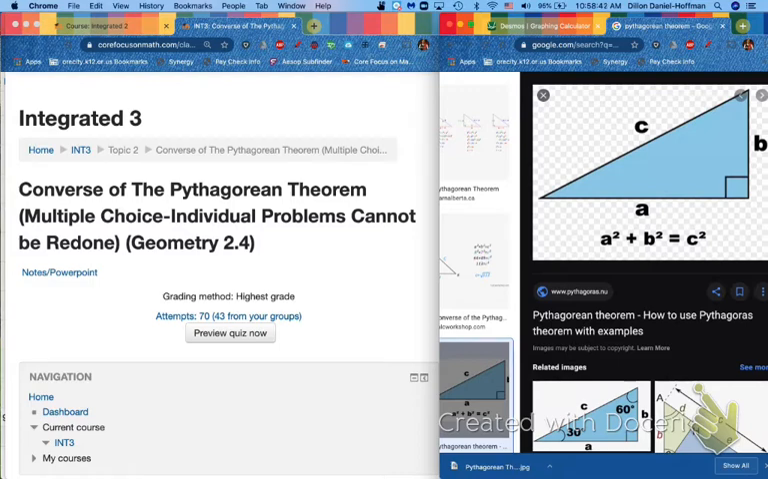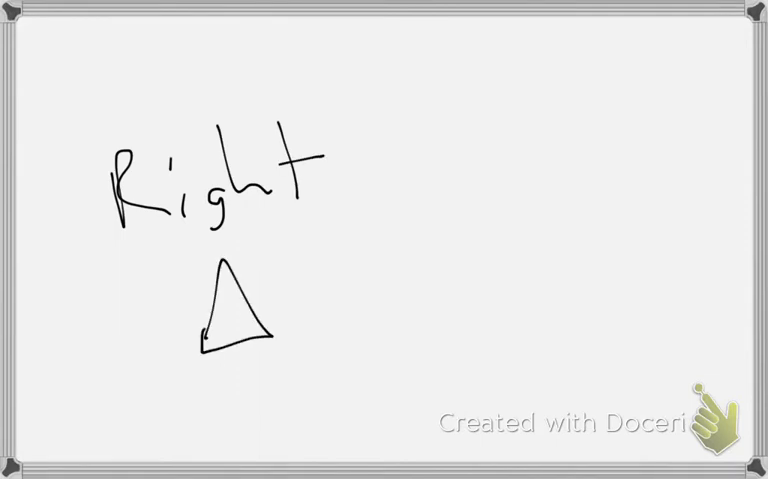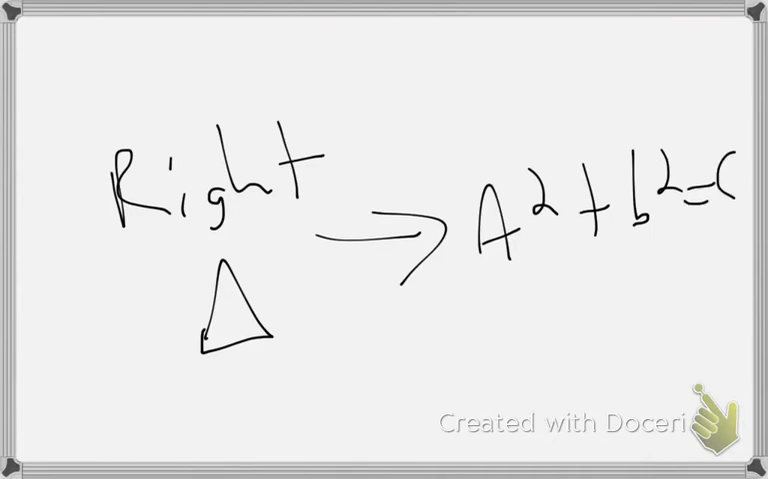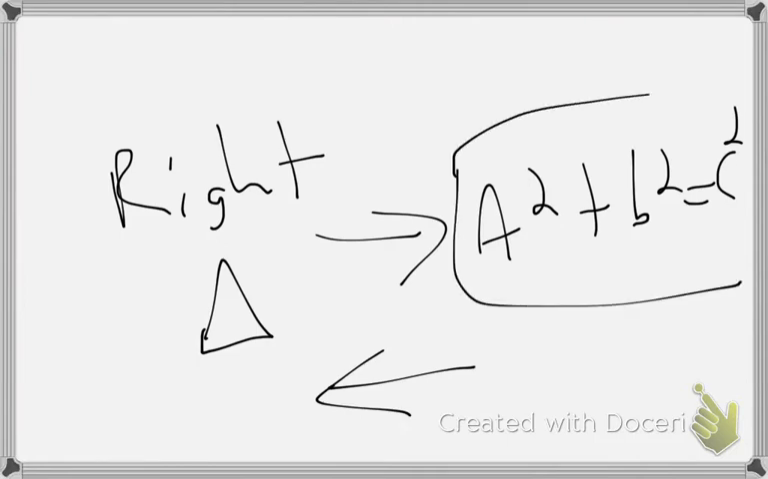So the Pythagorean theorem, maybe I could just write this out right now, says if we have that right triangle, then we know a squared plus b squared equals c squared. The converse says the opposite. If a squared plus b squared equals c squared, then we know we'll have a right triangle.